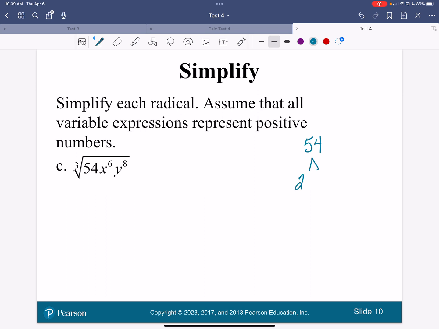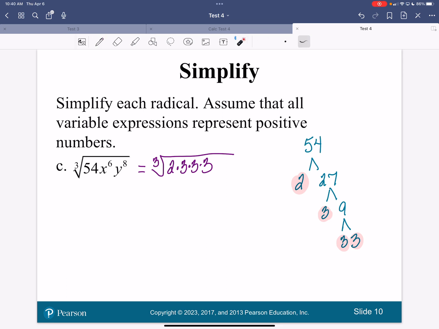2 goes into 54. 2 times what equals 54? Good. Okay. 27 breaks down to 3 and 9. And so now I've got my prime factorization of 54. So I'm going to rewrite this as the cubed root of 2 times 3 times 3 times 3.